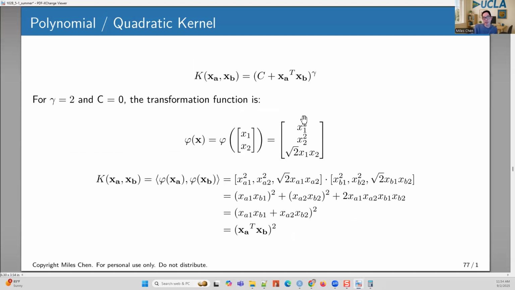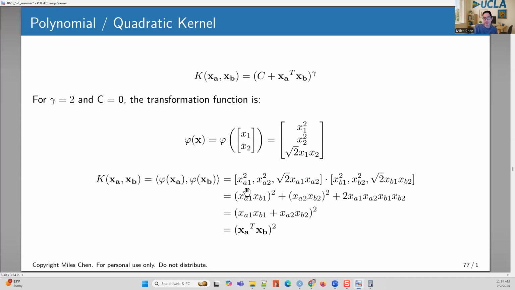Other examples. Here's another kernel function. This is a polynomial kernel, and so if you have c equal to 0 and gamma equal to 2 in this case, the equivalent transformation function looks like this, okay? And you go from x1, x2 to x1 squared, x2 squared, and root 2 times x1 times x2. And if you apply that to xa and xb, so you have xa1 squared and xa2 squared and so on and so forth, and you say, okay, what's the dot product between these two things?